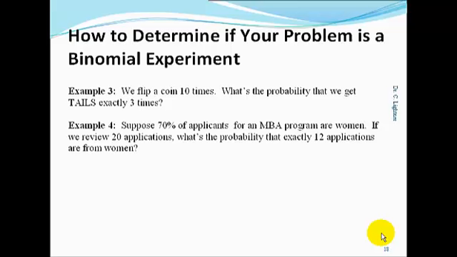Here we have two examples. We can go through these examples and try to determine if our problem is a binomial experiment. Example 3. We flip a coin 10 times. What's the probability that we get tails exactly 3 times? Example 4. Suppose 70% of applicants for an MBA program are women. If we review 20 applications, what's the probability that exactly 12 applications are from women?